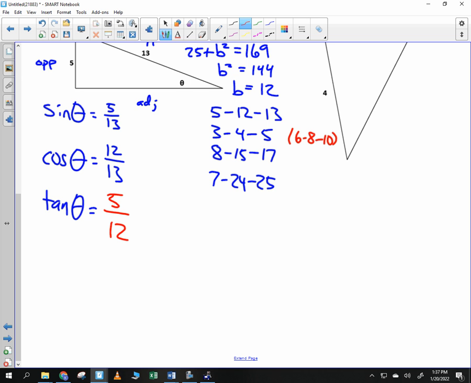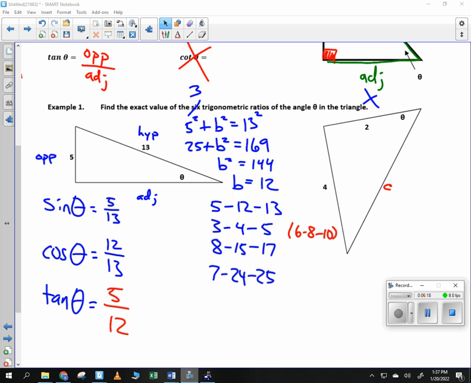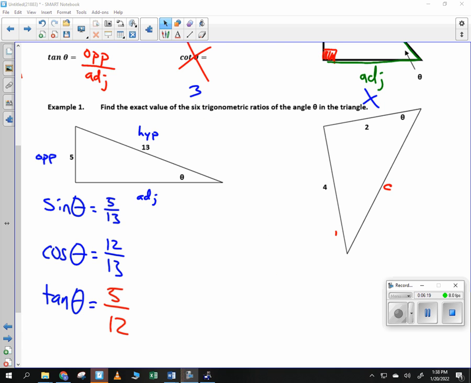Good. So look at the next triangle. This is my angle right here. What I want you to do is two things. I want you to take about a minute. I want you to find this missing side over here. We'll call it C. And I'd also like you to label the triangle as opposite, adjacent, and hypotenuse. Ready, set, go. Work with a partner if you need to. 4, 3, 2, 1, and done.